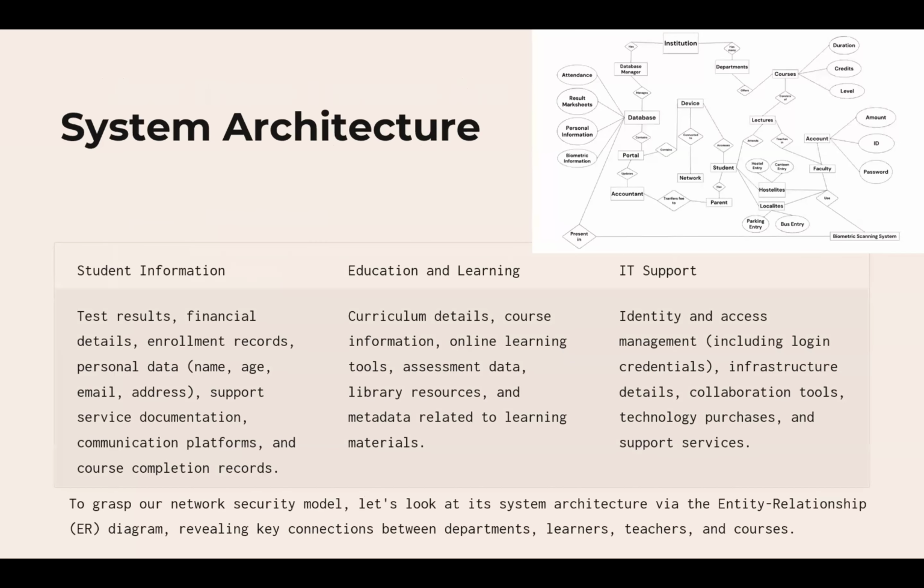So here is our system architecture. Is it clearly visible to everyone? We've created an ER diagram to represent it.